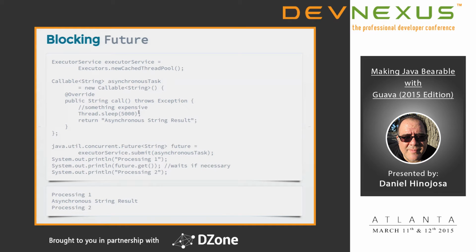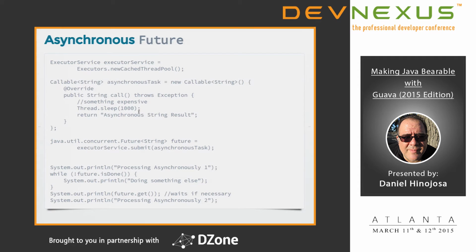I'm going to submit this task, this callable, onto the executor service, and I'm going to get a future reference in return. I'm going to print out processing 1, and I'm going to call future.get. Since this is going to block, processing 2 is not going to come out until I get an answer here. So I shouldn't have called it asynchronous. I should have just called it synchronous, because I'm sending off work for you to do and I'm just waiting around. All right, that's not nice.